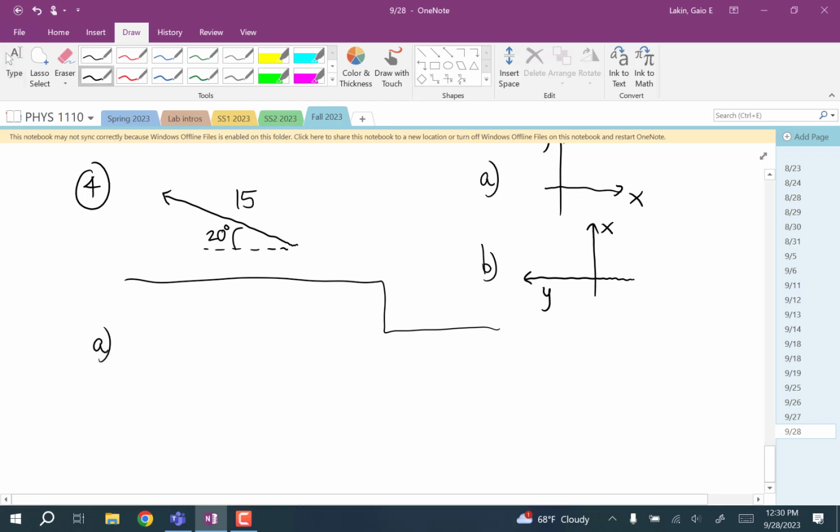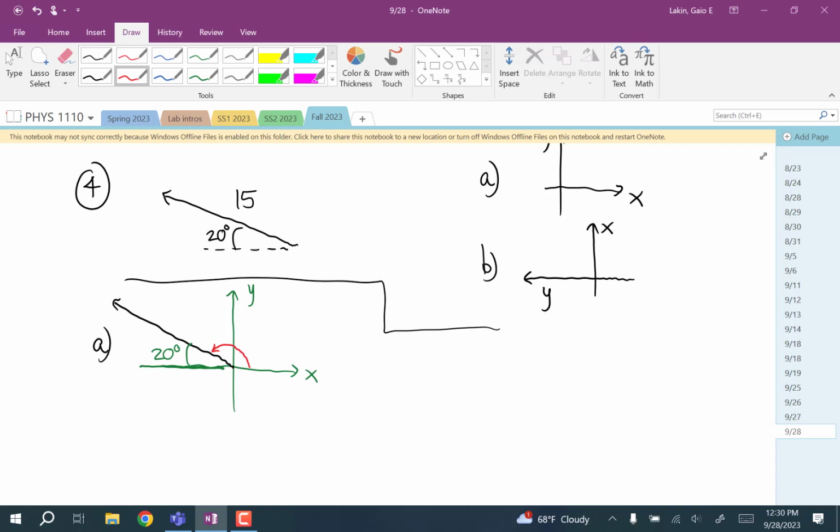Okay, so for part A, here's the coordinate system. Don't rotate the vector, just put its tail right at the origin. This angle is 20 degrees. So the angle theta from the positive x-axis to the vector would be 180 to go all the way around to the negative x-axis. But we're 20 degrees short of that, so it's 180 minus 20. So theta is equal to 160.